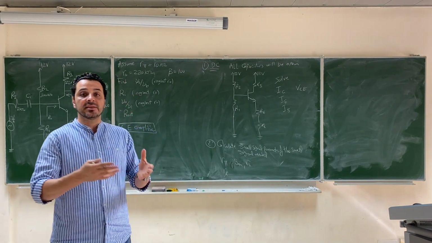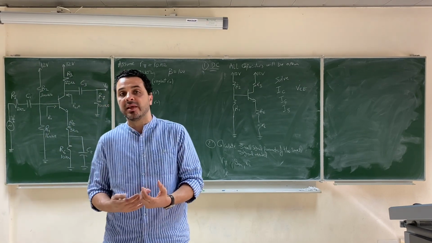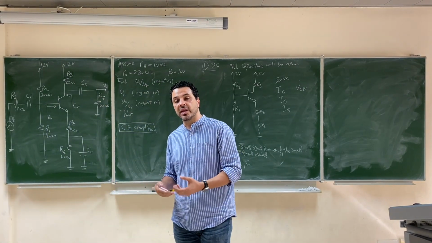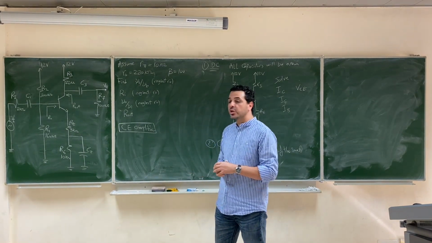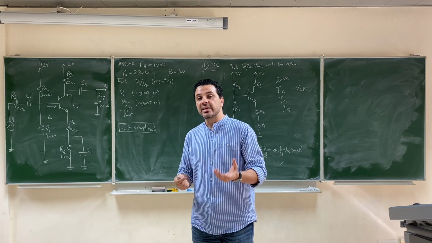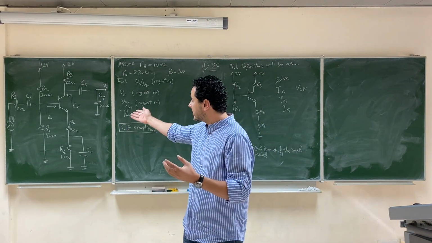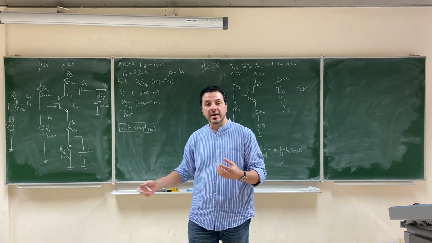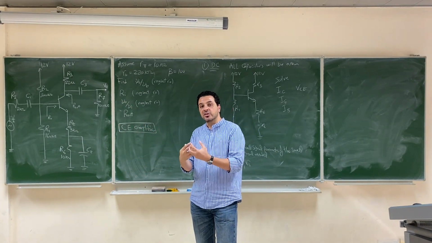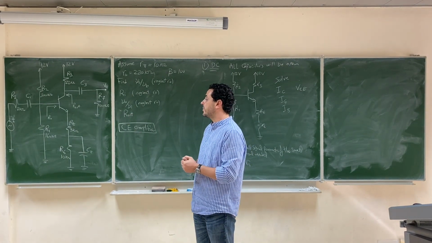But in some cases, as we said before, the pi model will be easier to deal with, and in some other cases the T model will be easier. Usually in the common emitter amplifier, using the pi model is easier, because in the pi model the emitter is connected to the ground, and here the emitter of the transistor is also connected to the ground, so there is a kind of matching between the pi model and the common emitter amplifier.